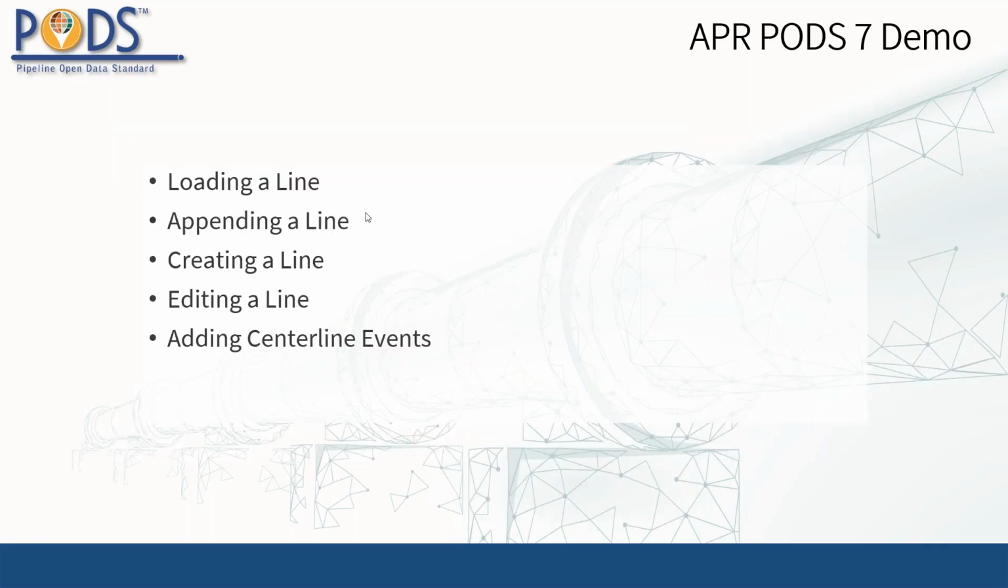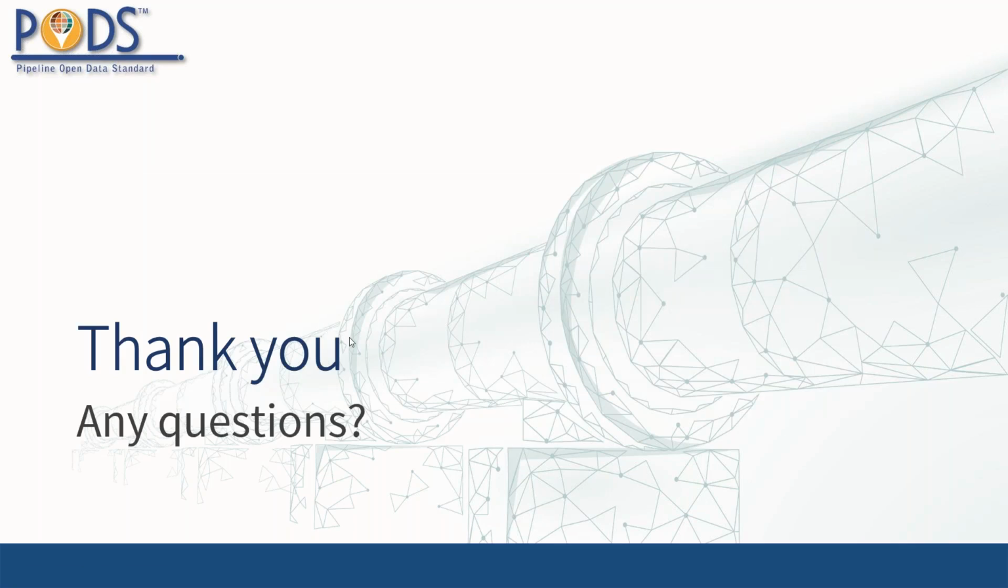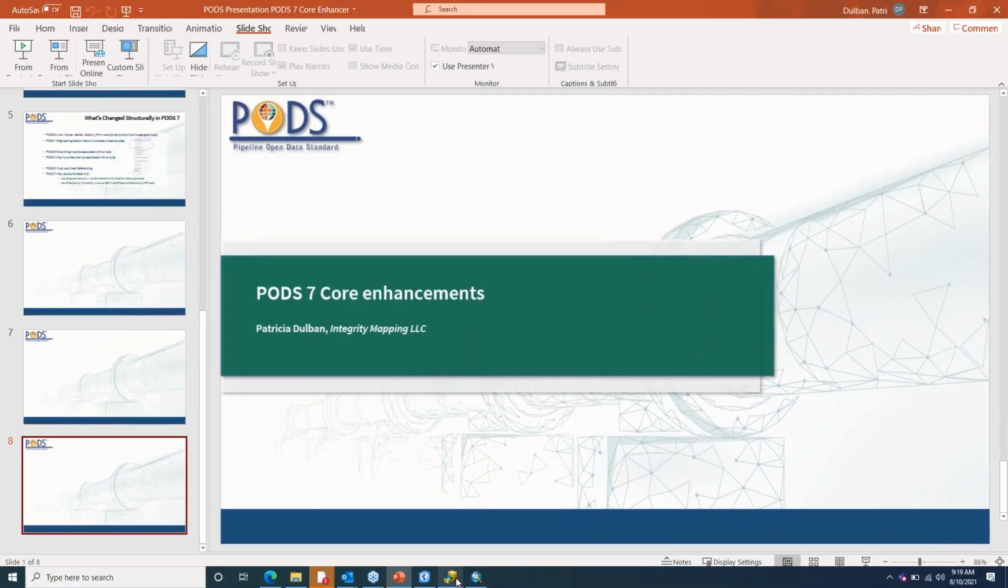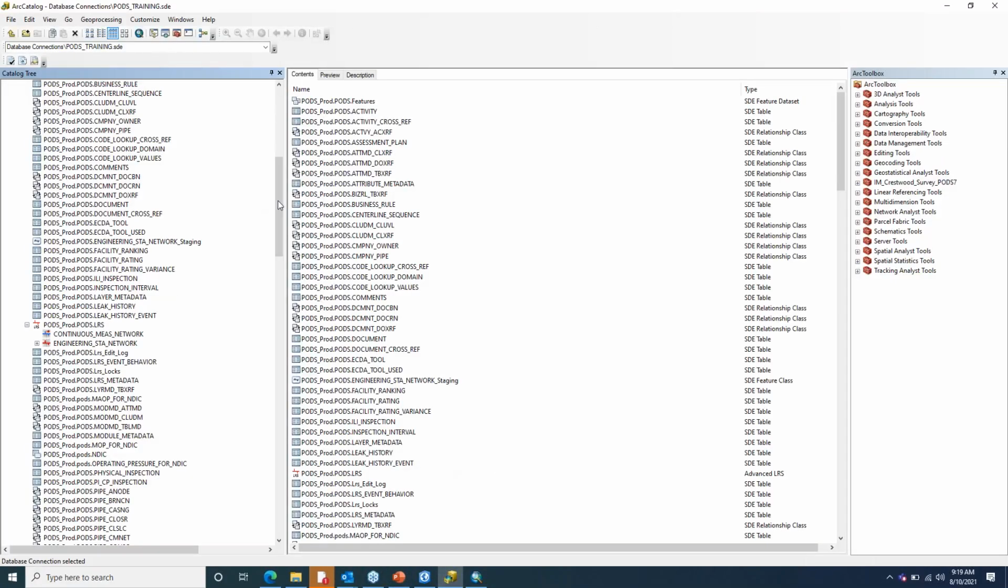Just bear with me. So I'm going to do a demo right now, and we're going to load a line. We're going to append a line. We're going to create a line. We're going to edit a line, and we're just going to touch very briefly on Centerline events. So with that, let me go to the demo. The first thing we're going to do is load a line.